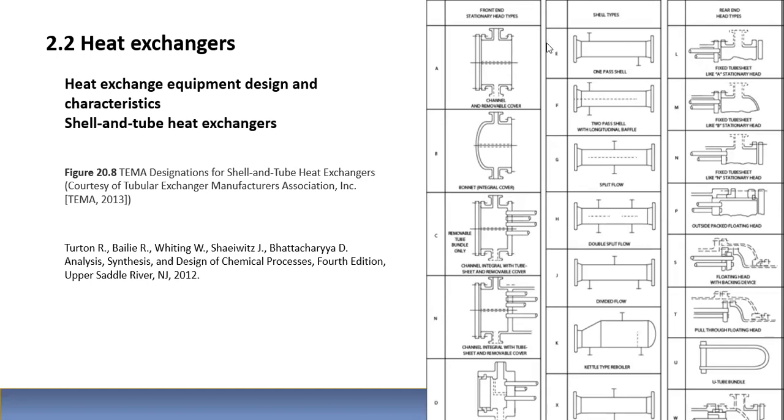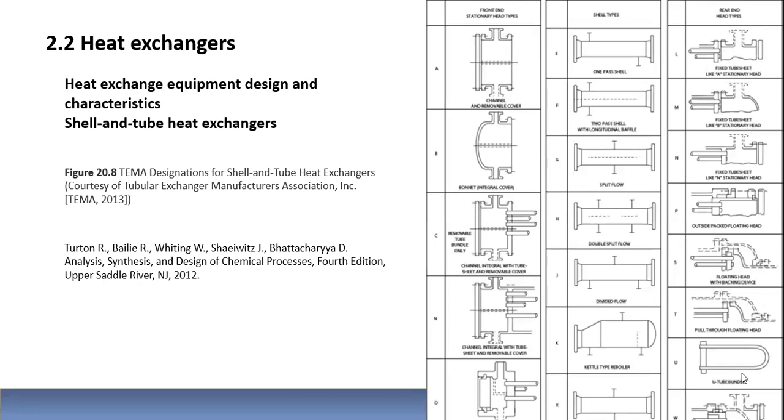Aquí se alcanza a leer, dice front end stationary head type. Este es el cabezal del intercambiador. Este es el cuerpo, shell types, los diferentes tipos de carcasa o el cuerpo del intercambiador. El cuerpo quiere decir el tubo que es usado como carcasa, ¿no? Y ese viene a ser el tubo exterior.